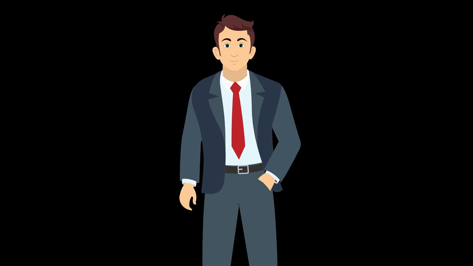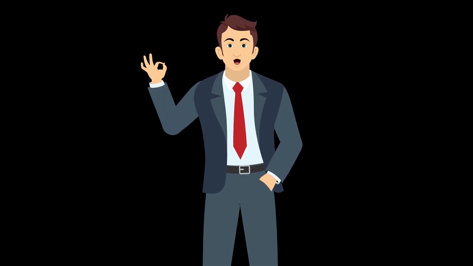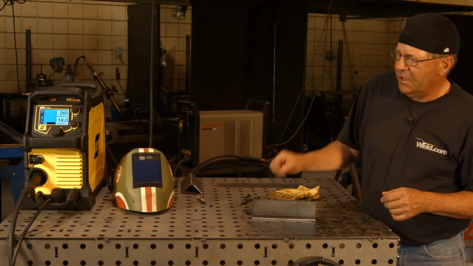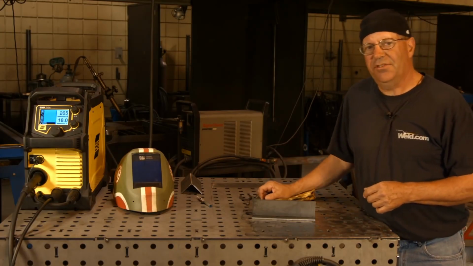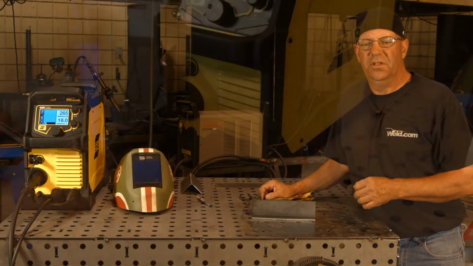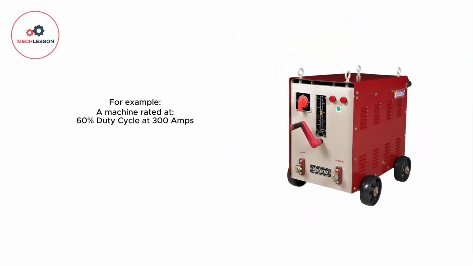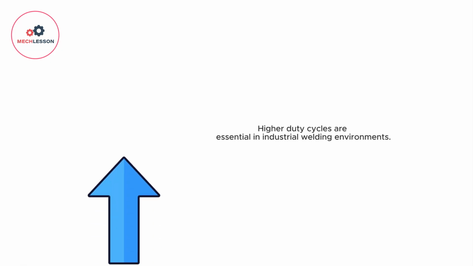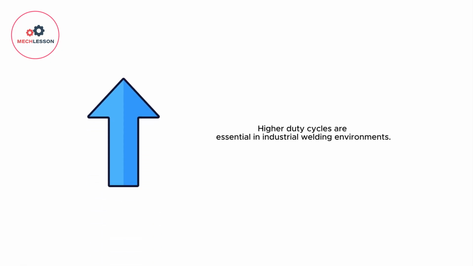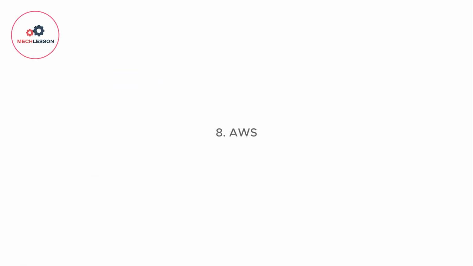7. Duty cycle. One of the most misunderstood welding terms is duty cycle. Duty cycle refers to how long a welding machine can operate continuously within a 10-minute period before overheating. For example, a machine rated at 60% duty cycle at 300 amps means it can weld for 6 minutes and must cool for 4 minutes before welding again. Higher duty cycles are essential in industrial welding environments.